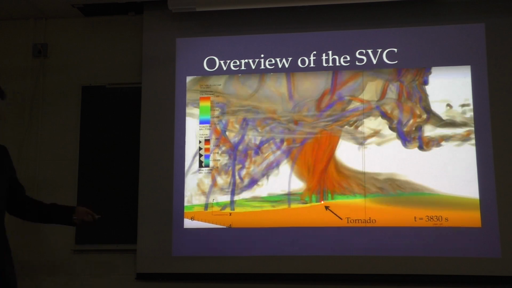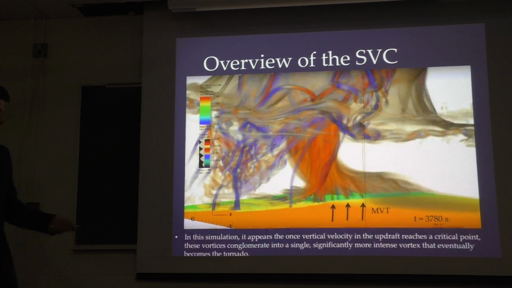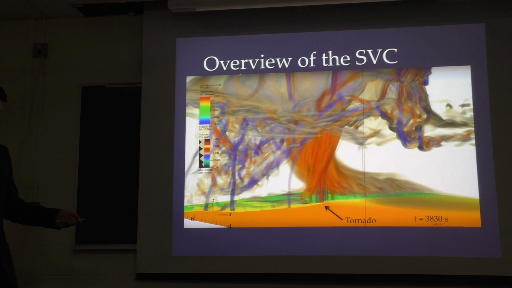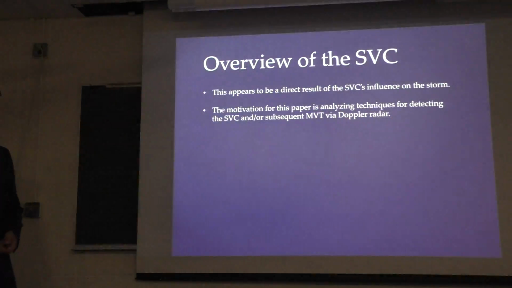And then it's this vortex right here, I believe, that is actually the tornado. But this is 3780. You see all these vortices here. This is 3830. Now they're all kind of packed in here, and we've got the tornado. All of this appears to be a direct result of this SVC, and what I've tried to do in this project is create radar images of the SVC in both horizontal and vertical cross sections, and see if we can actually see this thing on radar and try to identify it, to improve tornado forecasting.